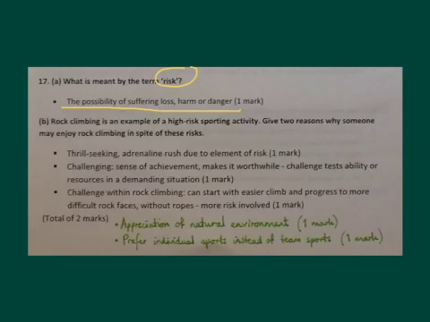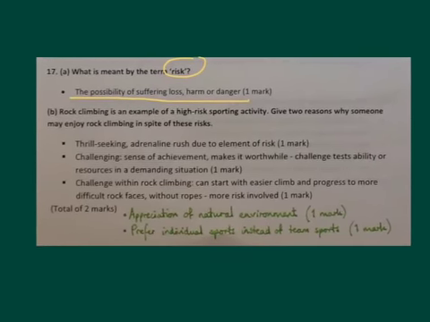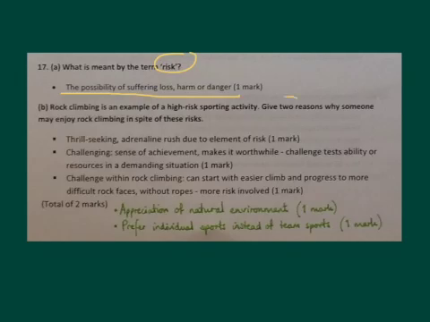The second part of the question, part B, gives you an example of a high-risk activity, rock climbing. So we're looking here for 2 reasons why someone might enjoy rock climbing, even though it's risky. So you have to do 2 reasons. So most people, in fact I think probably everybody, picked up 1 mark for talking about an adrenaline rush because of the risk. So that was good.